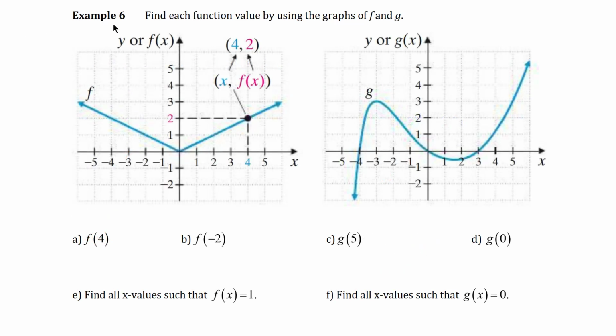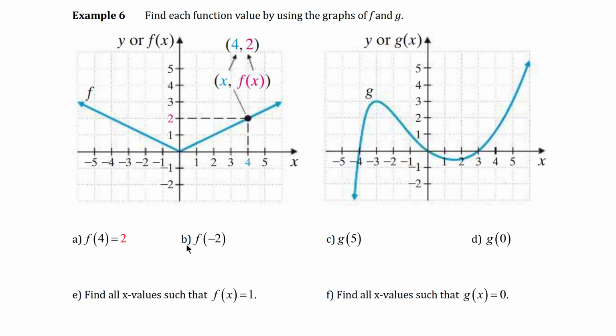Moving on to example number 6, find each function value by using the graphs of f and g. For part A, we need to find f of 4. Now remember that f of 4 represents the y value. Specifically, we need to find the y value that's associated with the x value of 4. To find this y value, we just go to the graph of f, we look for the x value of 4, and we could see here that 2 is associated with the x value of 4. So f of 4 is equal to 2.